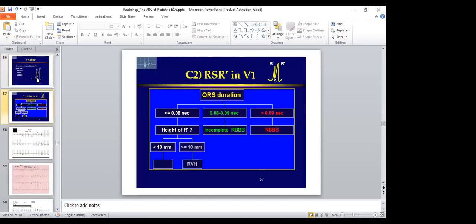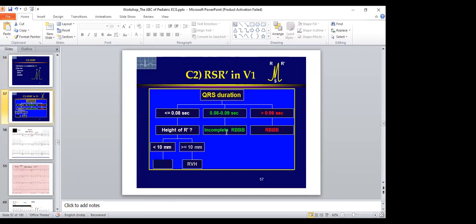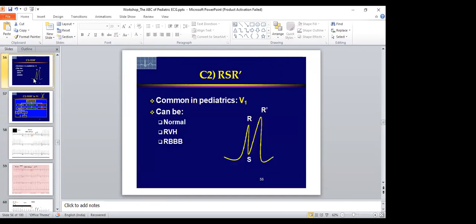For the RSR' pattern, we see a typical R with a small positive deflection from the isoelectric line, a negative deflection of S, and a second positive deflection of R'. We have to check in V1 to comment upon the RSR' pattern. We take into consideration the duration of QRS to think about right bundle branch block, whether it is incomplete right bundle branch block, complete right bundle branch block, or right ventricular hypertrophy.